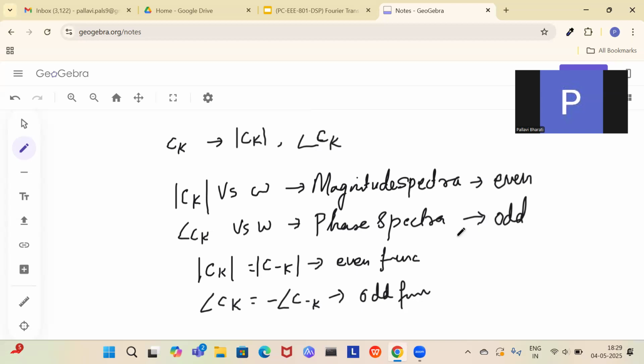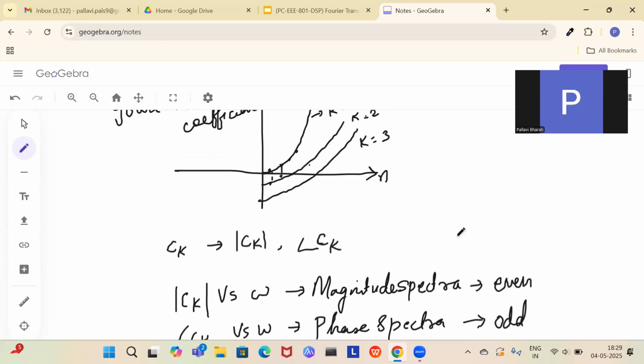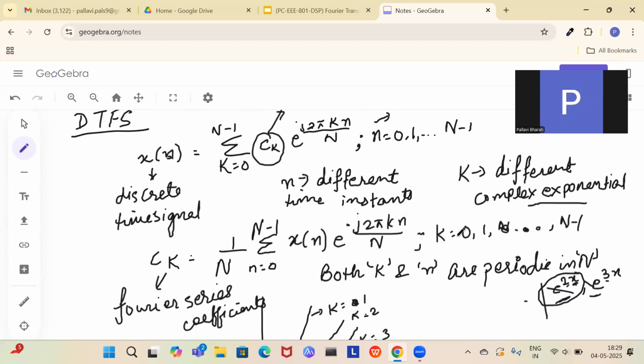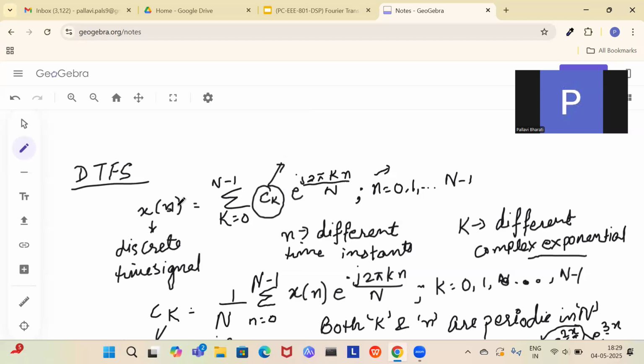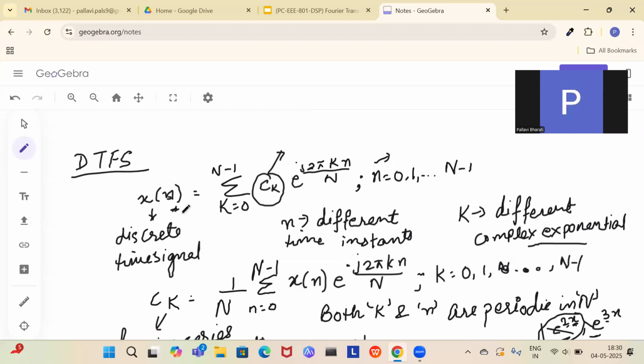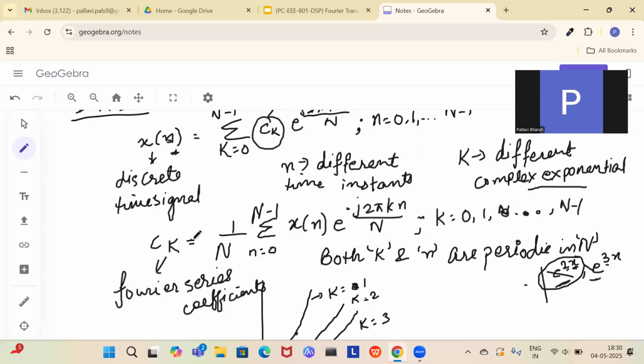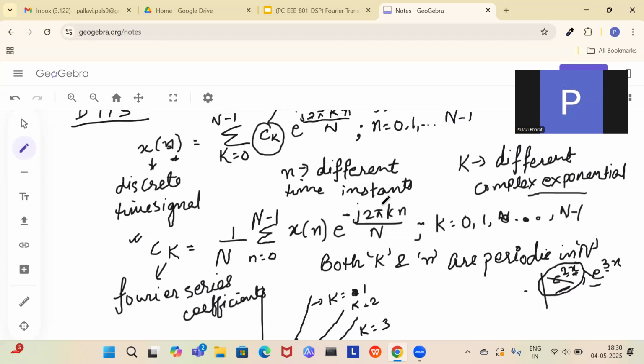So till now, we are studying discrete time Fourier series. So the signal has to be discrete in time. We are taking this xn. Now we want to find out the frequency part of this signal. We will get the frequency part by using this ck. The formula we use to calculate it is ck equals 1 by N, sum over n equals 0 to N minus 1, xn e to the power minus j2 pi kn by N, where k is ranging from 0 to N minus 1.